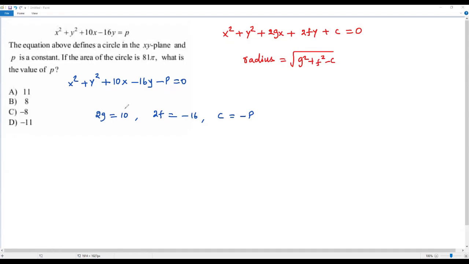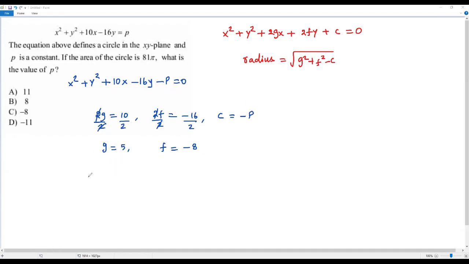Now we can divide both sides of this equation by 2 to get the value of g. The 2 will cancel out, I am getting g on the left side, and on the right side, 10 divided by 2 is 5. Let's do the same thing over here. The 2 will cancel out, I am getting f on the left side, and on the right side, −16 divided by 2 is −8. Here I got the values for g, f and c.